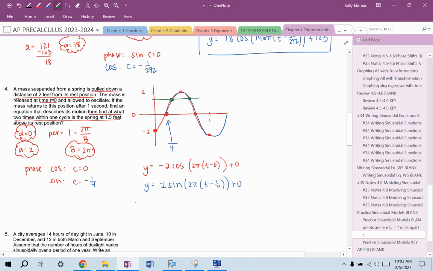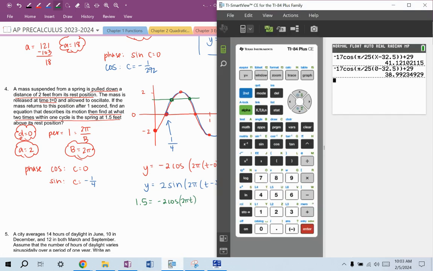So we'll do that on a calculator. So when is 1.5 equal to either one of these equations? I'm going to use the simplest one, -2 cosine of 2 pi t. If I'm going to use a calculator to solve this, I've got to put these equations into my y equals. So one side should be 1.5. The other side is -2 cosine 2 pi x. Make sure that you're in radian mode.